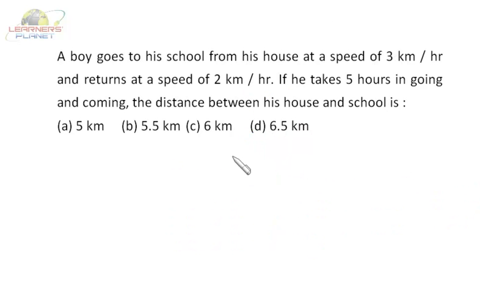Now friends, let's try this simple question. A boy goes to school from his house at the speed of 3 km per hour and returns at a speed of 2 km per hour. If he takes 5 hours in going and coming, what is the distance between his house and school? Friends, if the ratio of speed is 3:2, then the ratio of timing will be 2:3. That means 5 hours can be broken in 2:3 ratio, that is 2 hours in this case and 3 hours in this case.